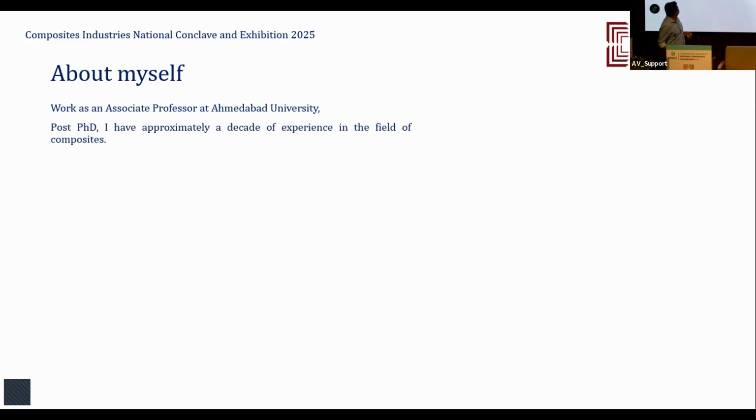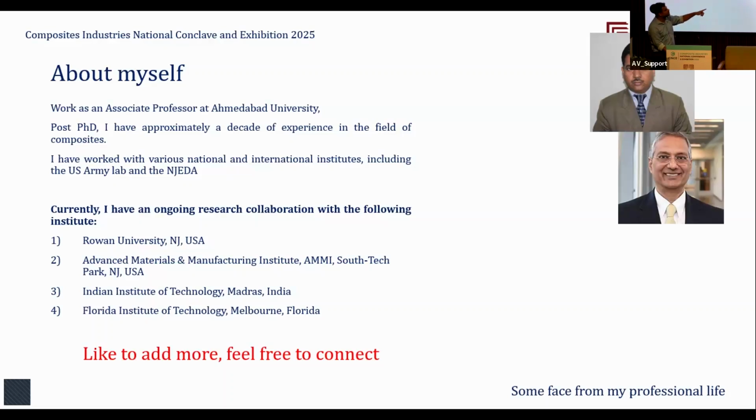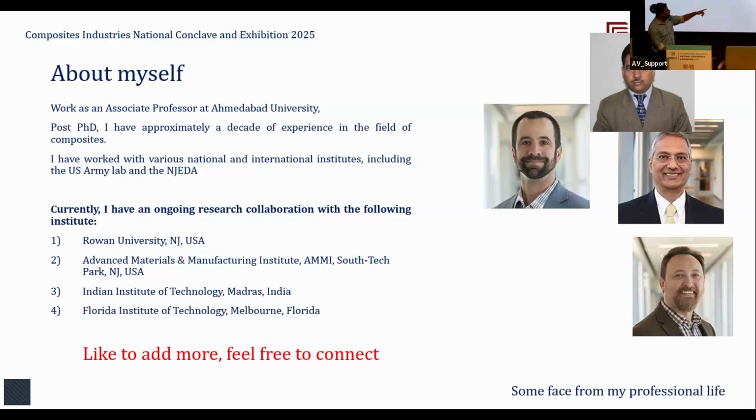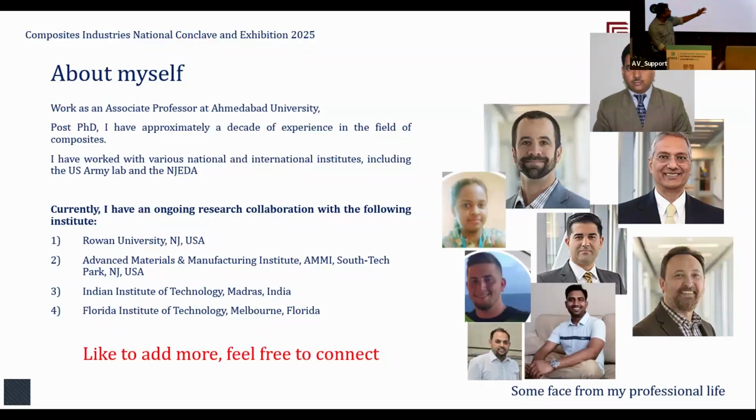At present, I have collaboration with these institutes. My motive of giving this talk is the one highlighted in red. I want to have more collaborations and add more names to this list. Few faces from my professional life: my PhD supervisor, my postdoc supervisor, three old colleagues. These are my students. Not the white t-shirt, that's a professor in IIT Madras. The remaining three are my students. A few more faces will be added soon, hopefully.